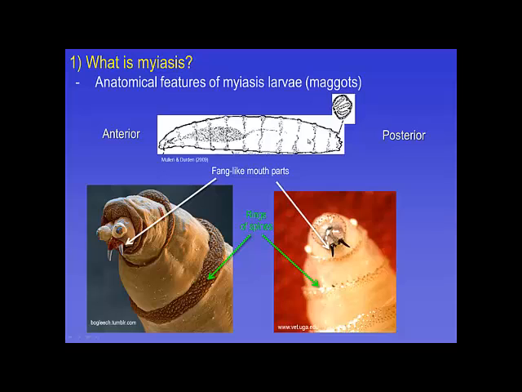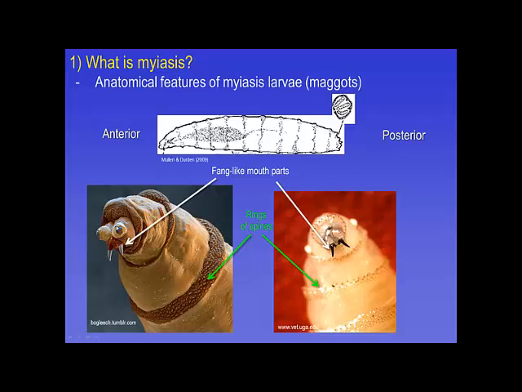And as you may expect for an animal that needs to invade living flesh, the mouth parts of maggots are specialized for feeding on flesh, and in particular they have these fang-like mouth parts. So if you take a look at this image on the bottom left, you can see these just really scary looking fang-like structures coming out that are the animal's mouth parts.